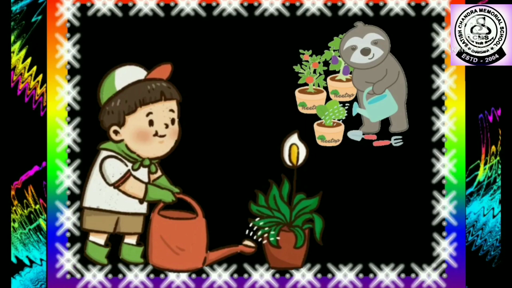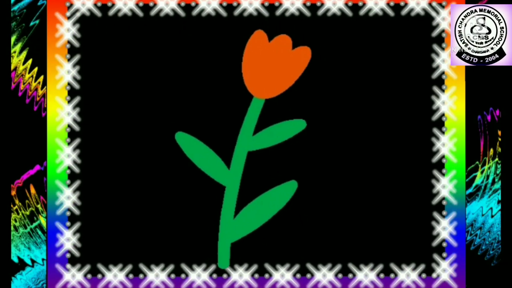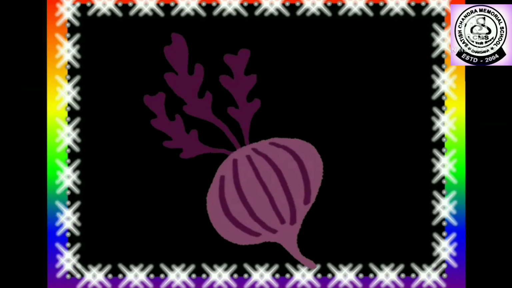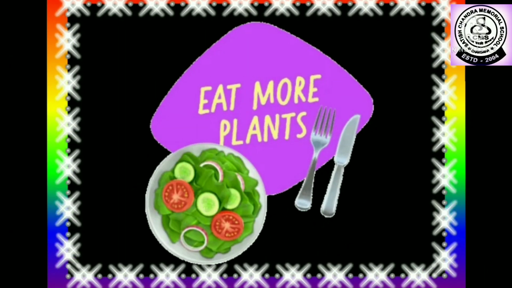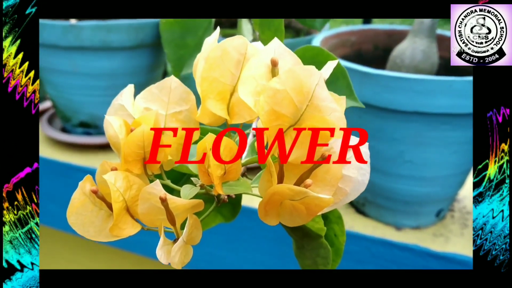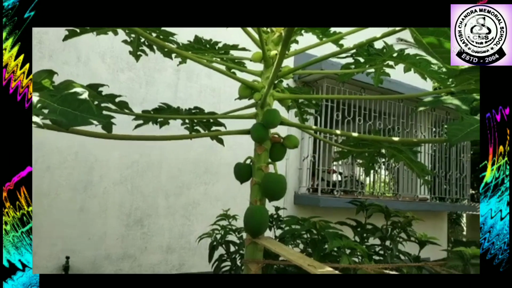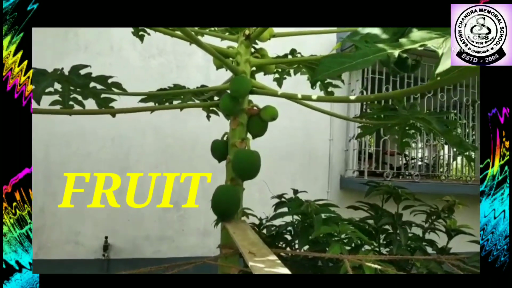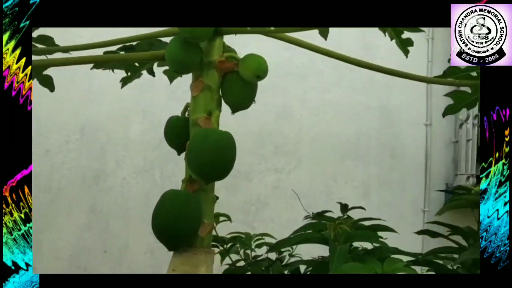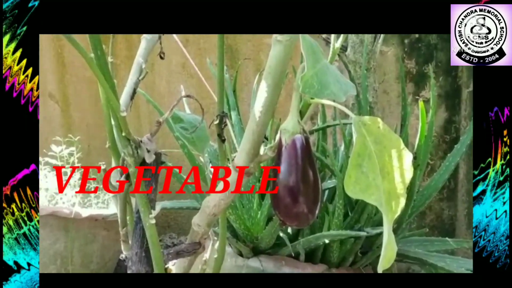Today we will see different types of plants according to their needs, like flower, fruit, vegetable or something else. So let's watch. Now children, see this plant. This is a flower plant which contains so many beautiful yellow flowers. Let's see the next picture. This is a fruit plant which contains many fruits. This is papaya which is green in color, and this is brinjal which is purple in color.